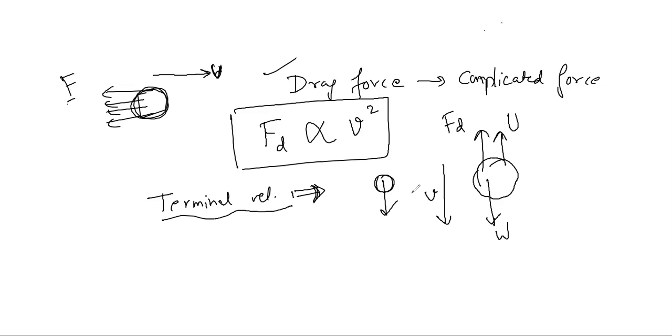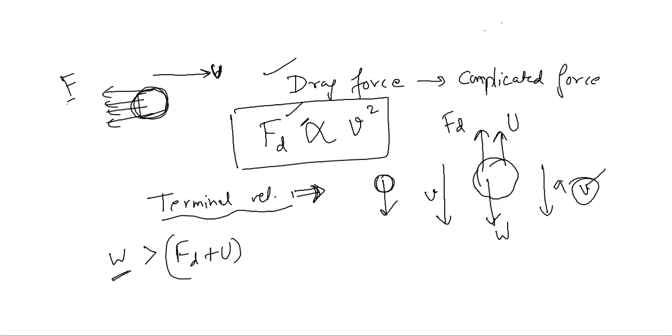Now, I think we have seen this in the last class also, that when W is greater than Fd plus U, then this object will accelerate. It will come down with some acceleration. Since weight is greater than this upward force, due to the acceleration of the object, velocity is continuously increasing. Since velocity is increasing, the dragging force is also increasing. That means one instant will come when Fd plus U will balance the downward force.